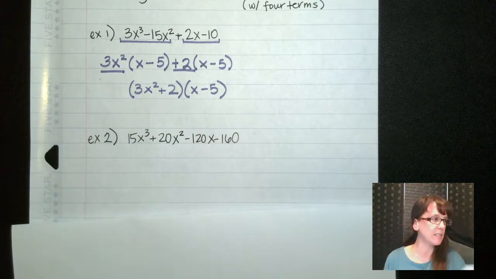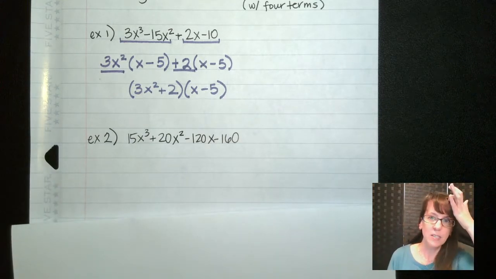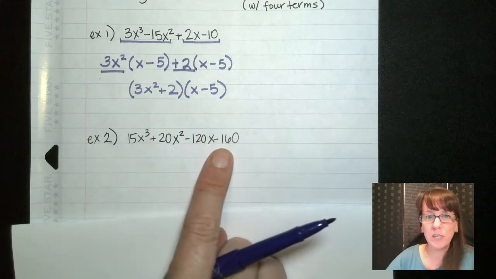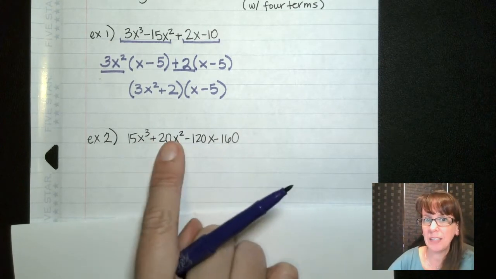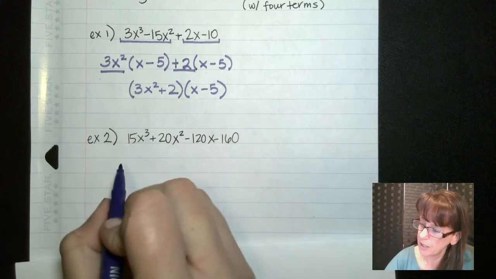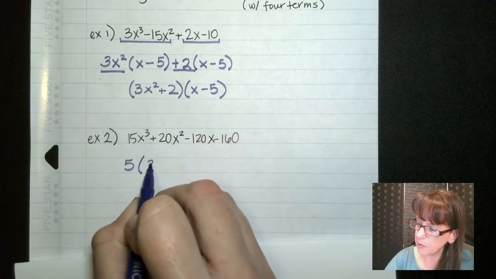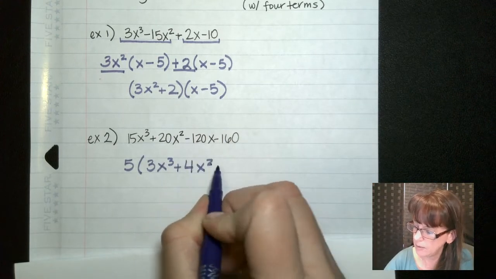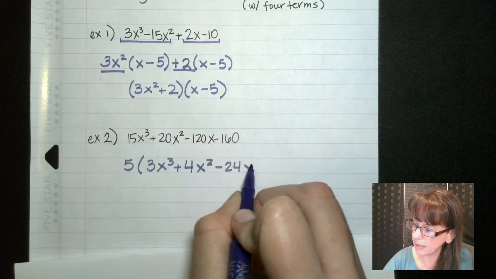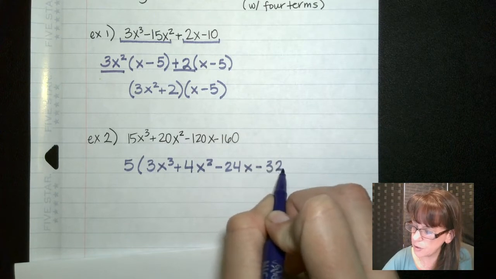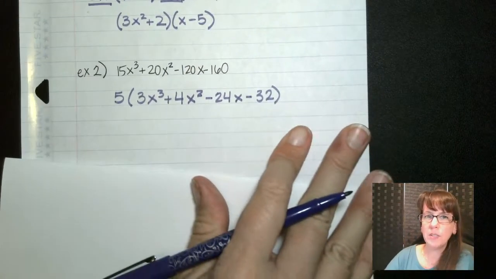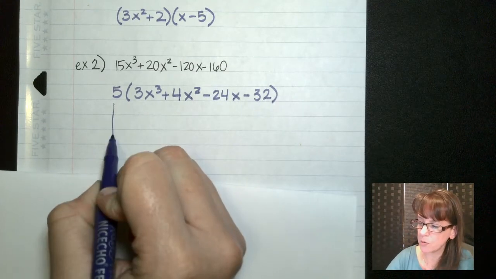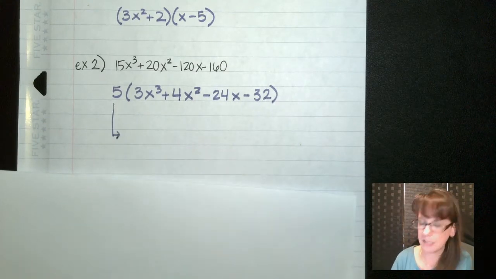All right, let's take a look at this next one. Now, don't be fooled by this one. You always want to ask yourself, do they have something in common? And this one does. It does not have an x in common, but it definitely has a 5 for all of those. So if I take out a 5, I'm left with 3x to the third plus 4x squared minus 24x minus 32. Okay, so when I factor something out like this, I always forget to bring it down. So what I'm going to do is draw a little arrow to remind myself.